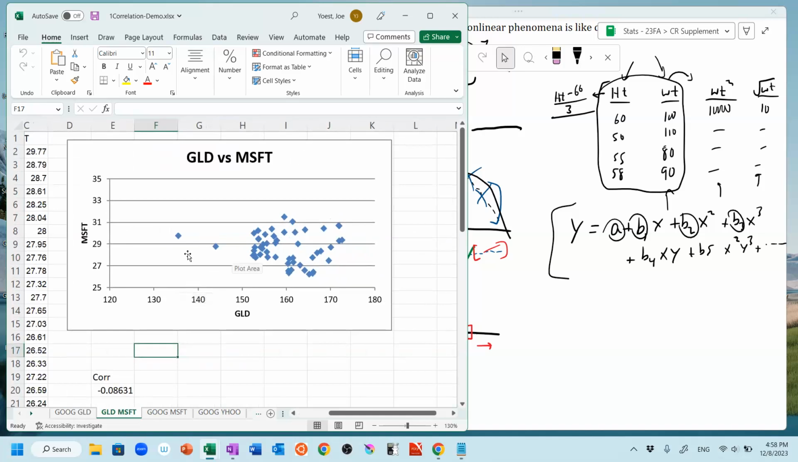Gold and Microsoft's share price compared to the gold price is pretty much the same. It looks kind of just like a big blob. Doesn't seem to be much of a relationship at all.